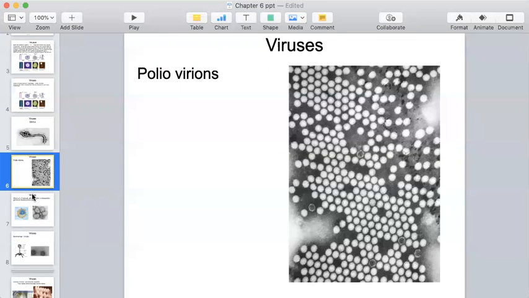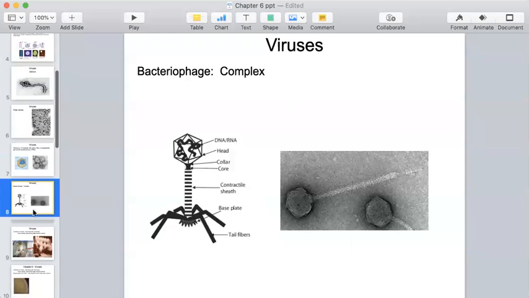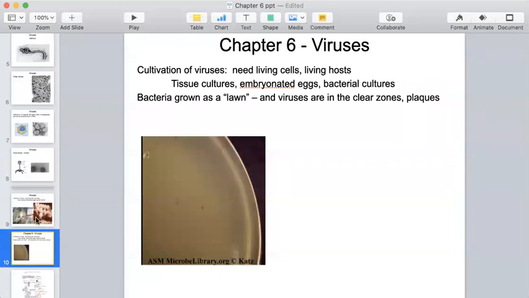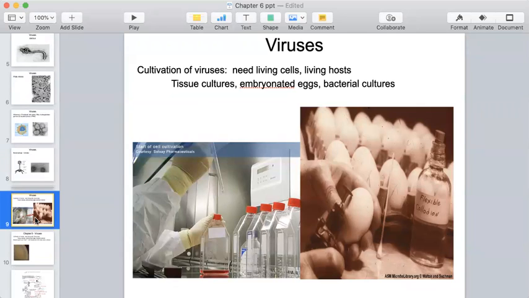I gave you some examples of some of the viruses that we've studied or dealt with in history. I talked a little bit about cultivating viruses. The main point I want you to know as far as cultivating or growing viruses in order to study them is that we have to have living tissue. We have to have living cells in order to grow these viruses. We can't just grow them on microbiological media like we do bacteria cells.